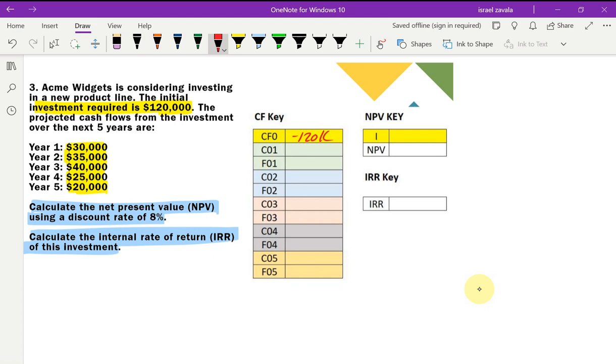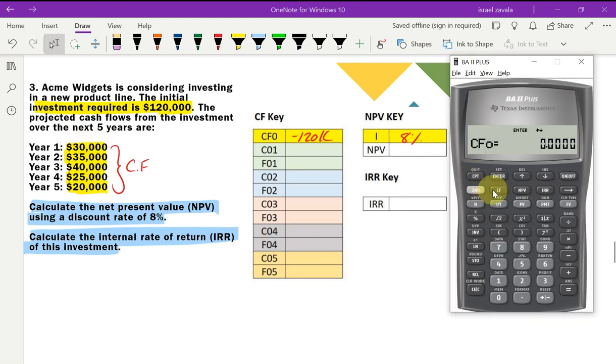I'm just recopying this set of cash flows here, right? Under NPV, my discount rate is 8%, and we're going to go straight to the calculator now. Okay, I've already cleared out the cash flow register. Let's put in that negative $120,000. It's an investment, so it is negative. And then let's go. Cash flow 1 is 30,000. Enter. Leave the frequency alone. 35,000.